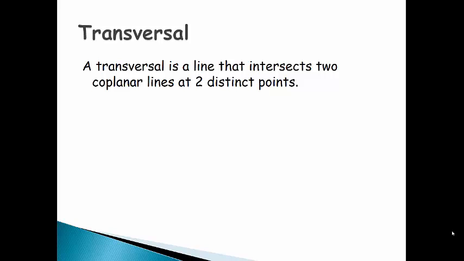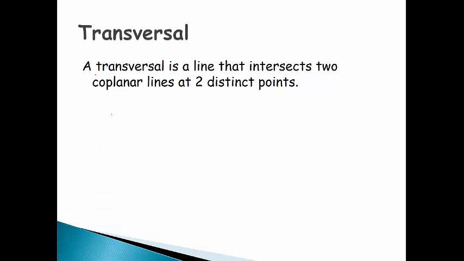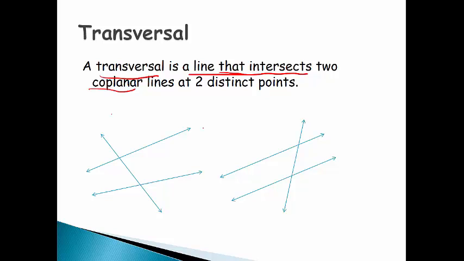So the first vocab word that we need to discuss is a transversal. A transversal is a line that intersects two coplanar lines at two distinct points. It's all fancy for a line that crosses through two other lines.